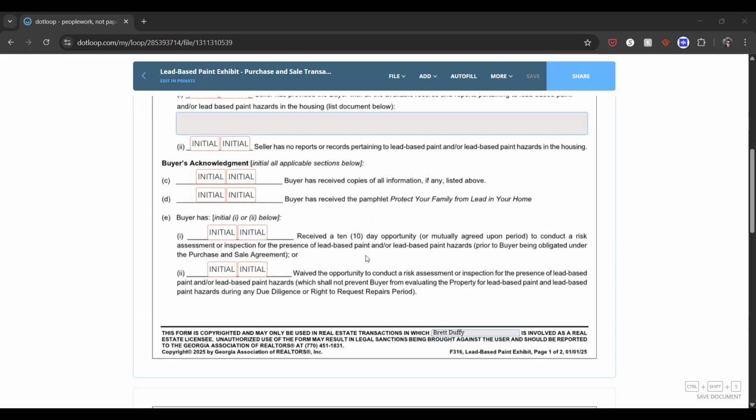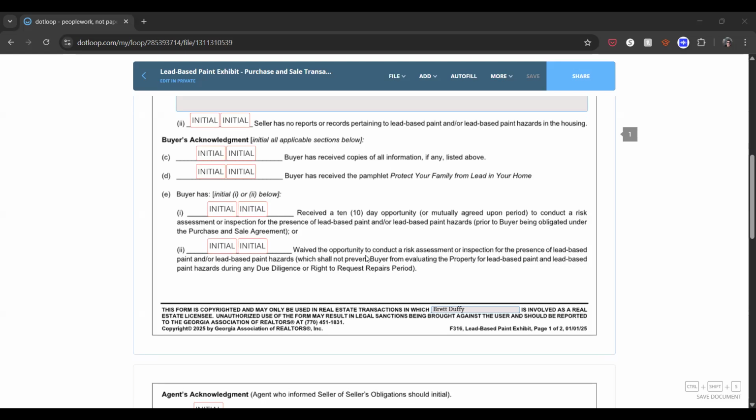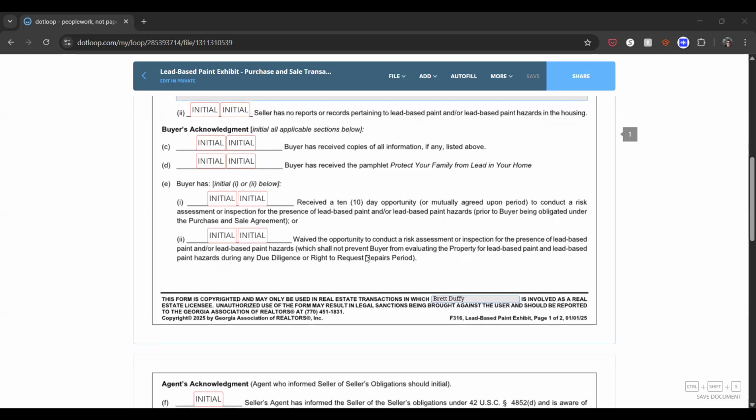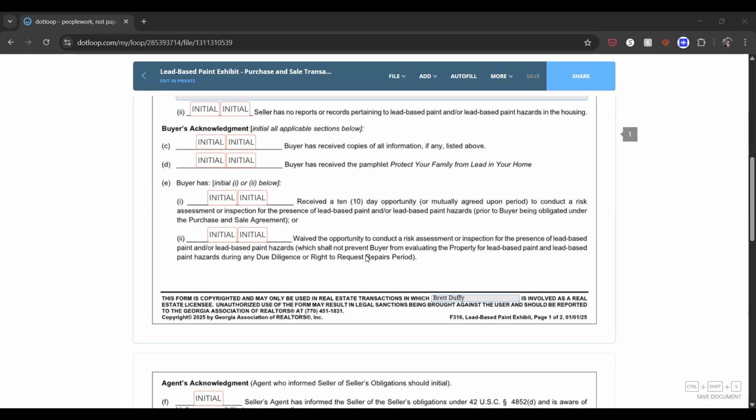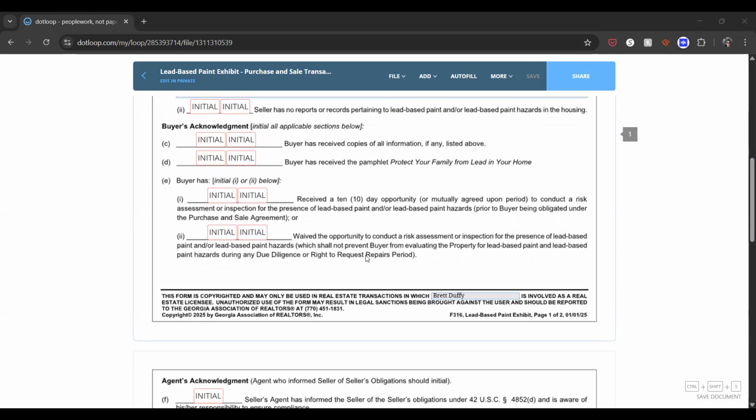But Brett, here's where I think the issue is, and I think I've heard Seth talk about this, because it says prior to the buyer being obligated under the purchase and sale agreement. So that buyer gets 10 days before they're even obligated under any other terms of the purchase and sale agreement. Whereas the next one says they're waiving the opportunity, but they can still get that done during their due diligence period. And I think that's why most people would waive that 10 days, because what seller is going to agree to let you have 10 days to do this before any other obligation occurs. That's a good point, Robin.